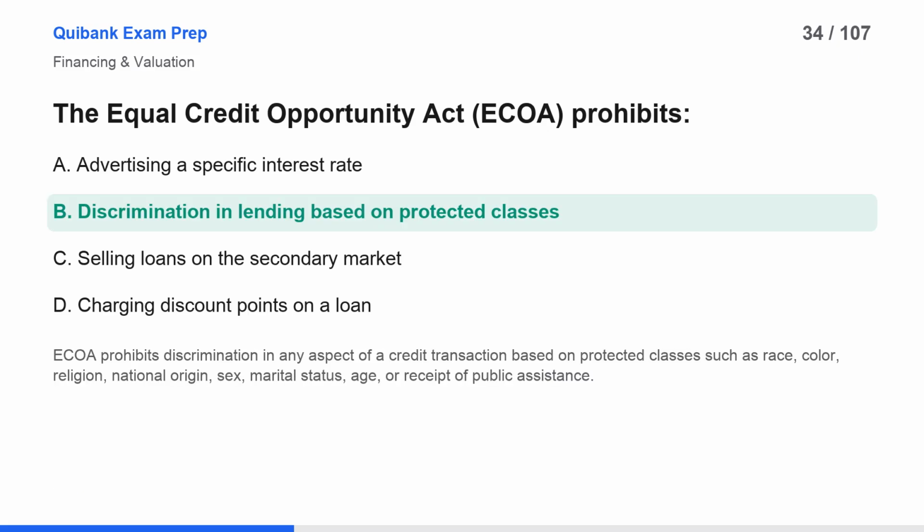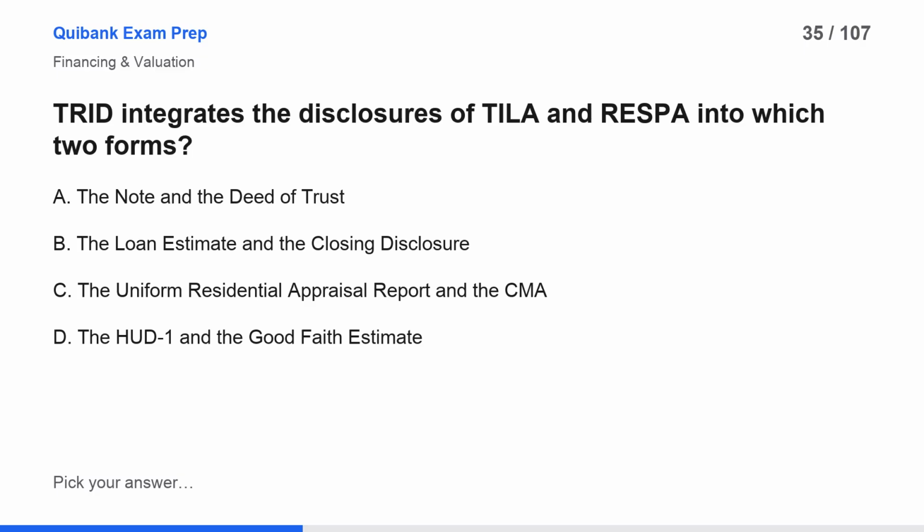The answer is B. Discrimination in lending based on protected classes. ECOA prohibits discrimination in any aspect of a credit transaction based on protected classes such as race, color, religion, national origin, sex, marital status, age, or receipt of public assistance. Question 35. TRID integrates the disclosures of TILA and RESPA into which 2 forms? A. The note and the deed of trust. B. The loan estimate and the closing disclosure. C. The Uniform Residential Appraisal Report and the CMA. D. The HUD1 and the Good Faith Estimate.